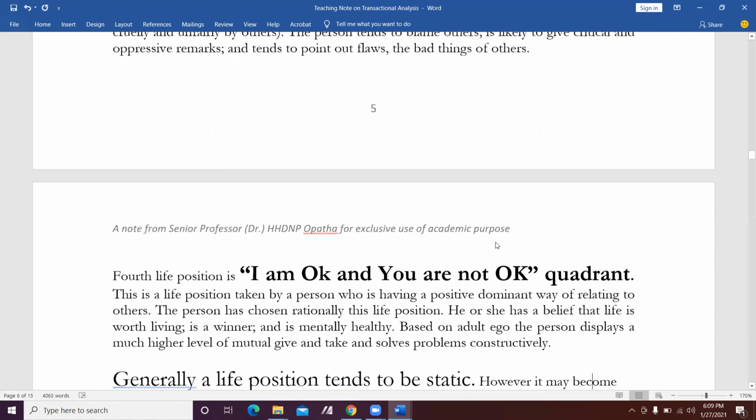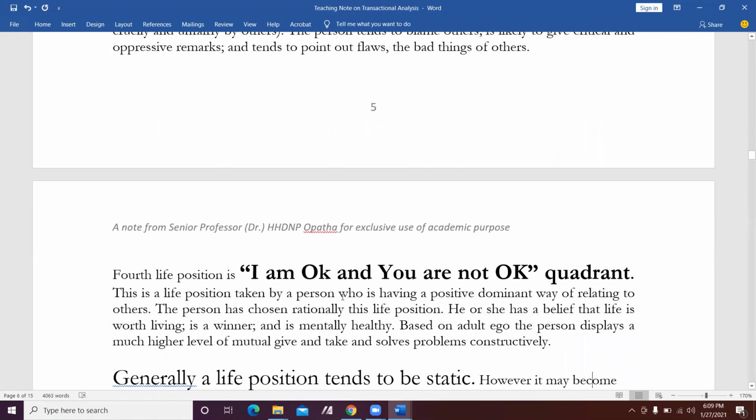Okay, right. Then what is this one? Of course, it is a life position taken by a person who has a positive, dominant way of relating to others. So if your attitude about others is good, then you tend to have a good relationship with others. If you have a bad attitude about others, then you don't feel like associating with them. You don't feel like having a good relationship with them because you hate them. You don't like to see them. But in this situation, you have a good attitude about others and a good attitude about yourself. All right?